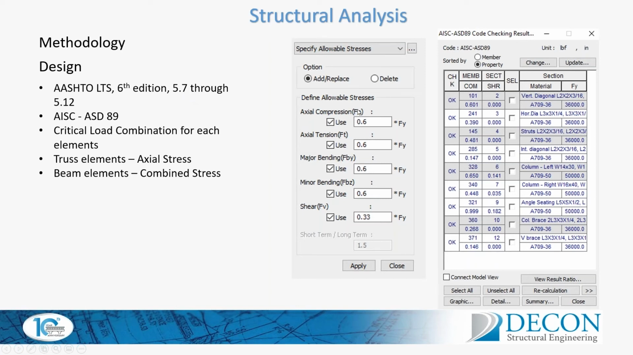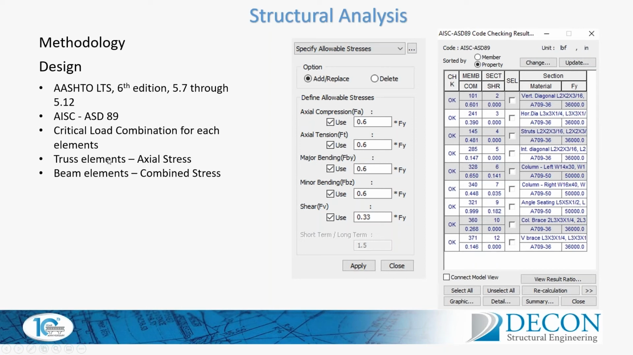5.12. It basically talks about if you are designing an element which is under axial stress, you can provide 60% of the yield strength as allowable stress. And if you are designing for bending, you can allow 60%. If you're designing for shear stress, you can use 33% of the yield stress. This is an option that helped us in using AISC ASD89.